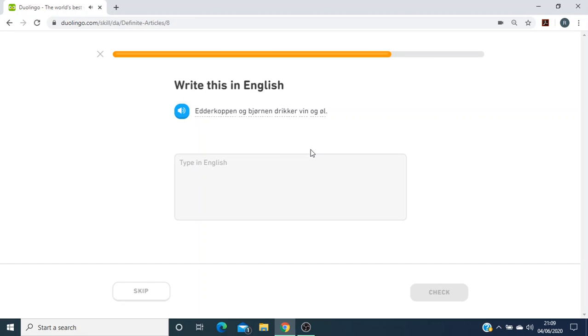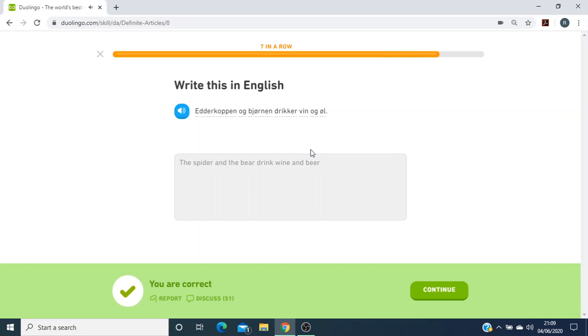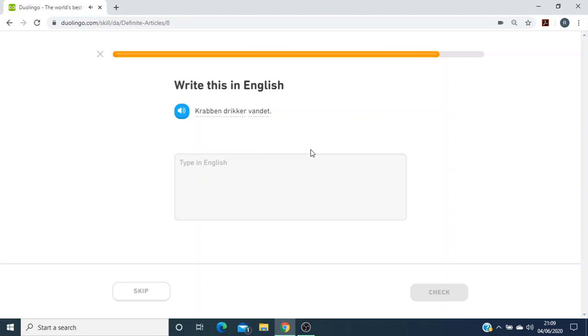Edderkoppen og bjørnen drikker vin og øl. Right, so the spider and the bear drink wine and beer. Should they be drinking that? I don't think their digestive systems could handle wine and beer. Krabben drikker vandet. The crab drinks the water. See, that's more sensible.